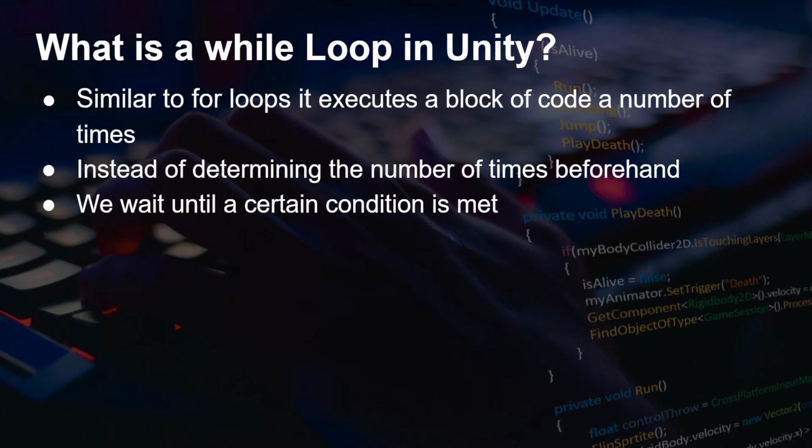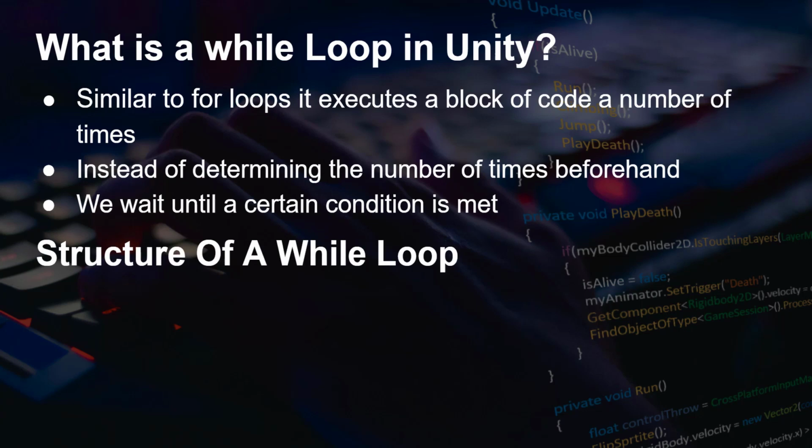Instead of determining the number of times beforehand, we wait until a certain condition is met. So this is perfect for our case right here, because we don't know how many times we have to go through looking for a level, but we know that we will keep looking while the level that we want to set on the first door is different than the current level, and we will also keep looking while the level on the second door is different than the first one, which is already different than the level we are currently on.